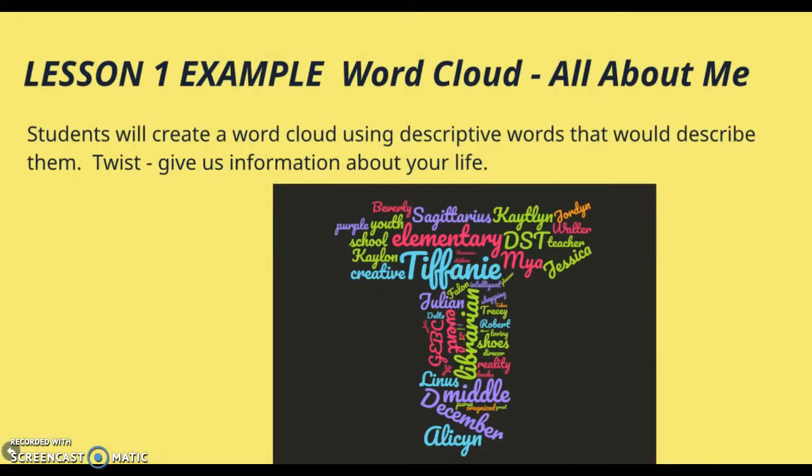So after we go through and talk about how it works, the students are going to be given an assignment, which is the All About Me that I discussed earlier. So they're going to be doing an All About Me project where students will create a word cloud using descriptive words that describe them. And so the twist is going to give us information about their life. So this is an example that I'm going to show them, which is my word cloud, which is all about me. So there's a lot of different things that are going on with my word cloud, important people in my life, things that describe me. So the students are able to get a personal feel of me. And so that way they'll be able to connect with the assignment a little bit more.